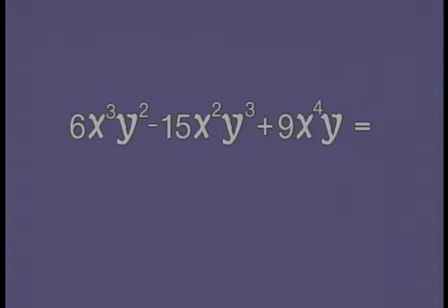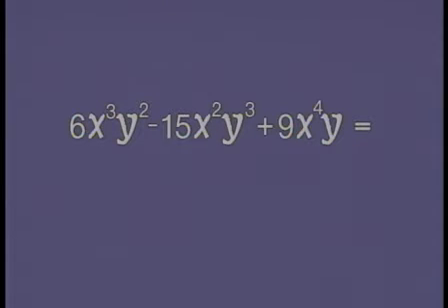Look at the y's. There is a y in each term. What's the lowest power of y? Well, in the third term we have a y, or y to the 1 if you want to be official. So we can factor out x squared y. So our common monomial factor is 3x squared y. Now we ask ourselves the question, what is the second factor? What do I need to multiply 3x squared y by to get the original?